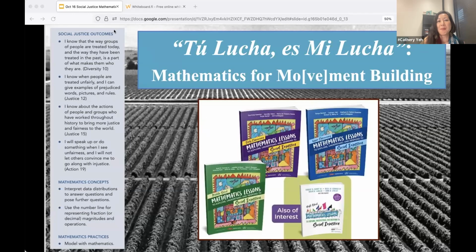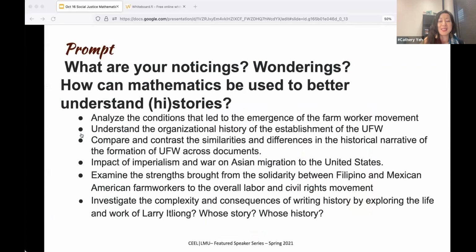So Gloria's lesson is in 2 books out of the 4. Imagine her doing all this while she was a student, and now she's a teacher. Yes, she's an amazing teacher. And some of the things that students had questions about around how math can help us: they were curious about the conditions that led to the emergence of the farm workers strike. What were the conditions? They were curious about understanding the history of how it was organized. How did the UFW become established?